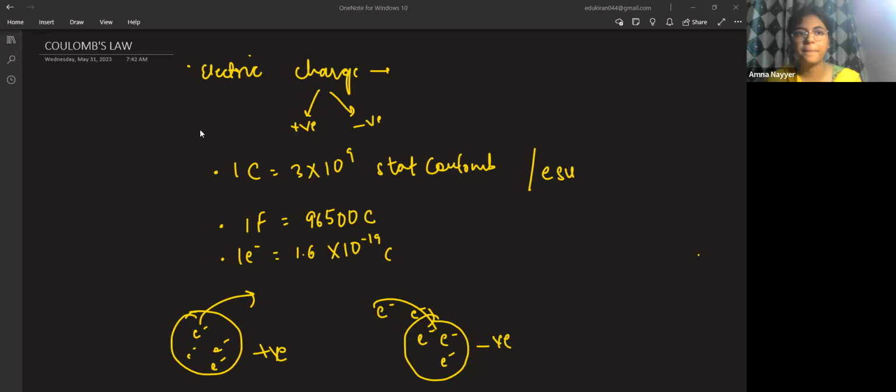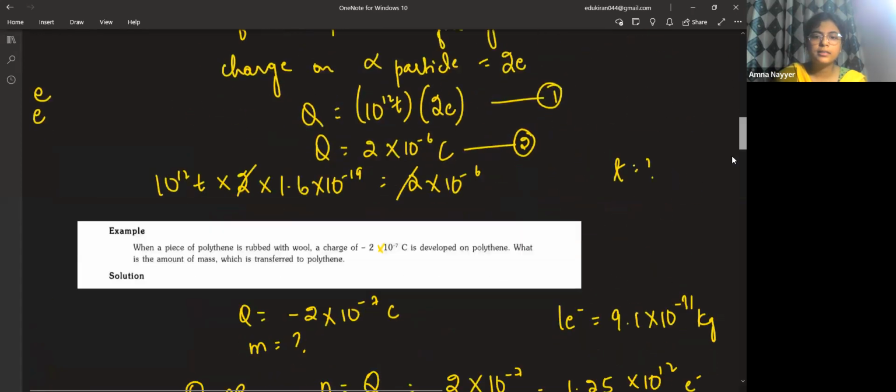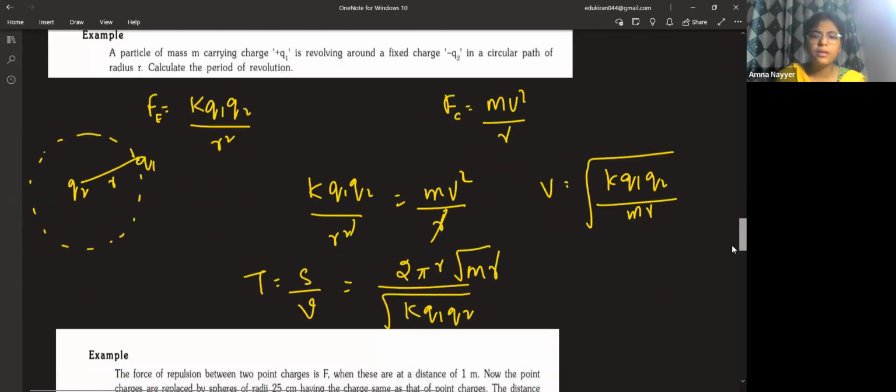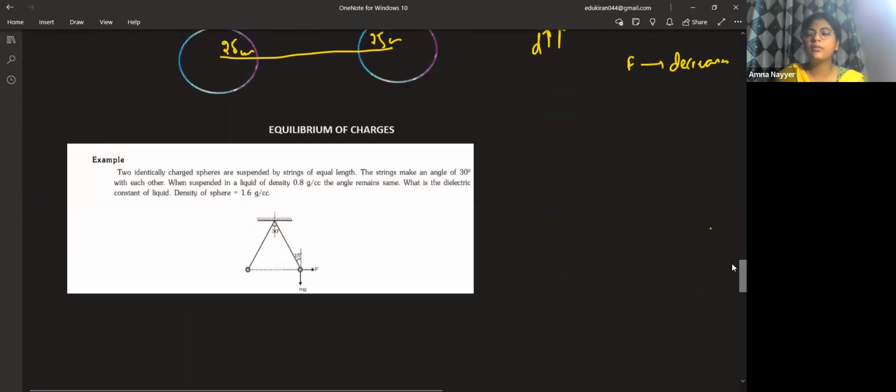Yes, ma'am. All right. So in the last class, which we had on last Wednesday, we had discussed Coulomb's law. The basic points of Coulomb's law we had discussed, and questions from Coulomb's law we had finished. So today we have to start with equilibrium of charges, which is also part of your Coulomb's law. These questions we did. I hope these questions are clear to you. So yes, equilibrium of charges.